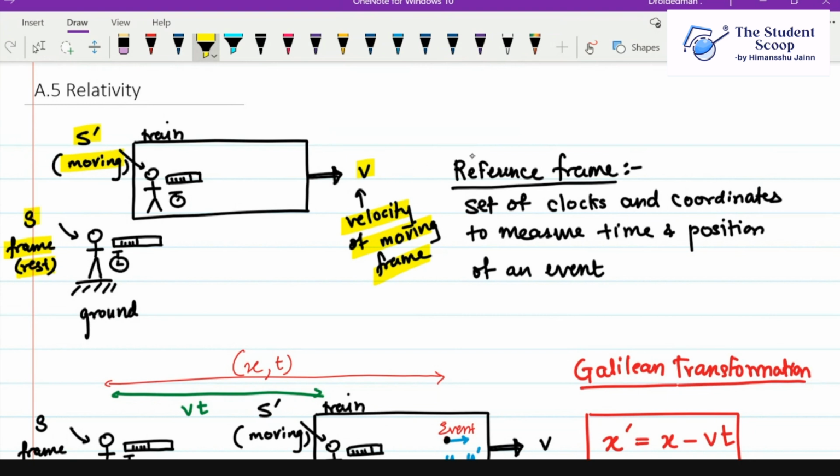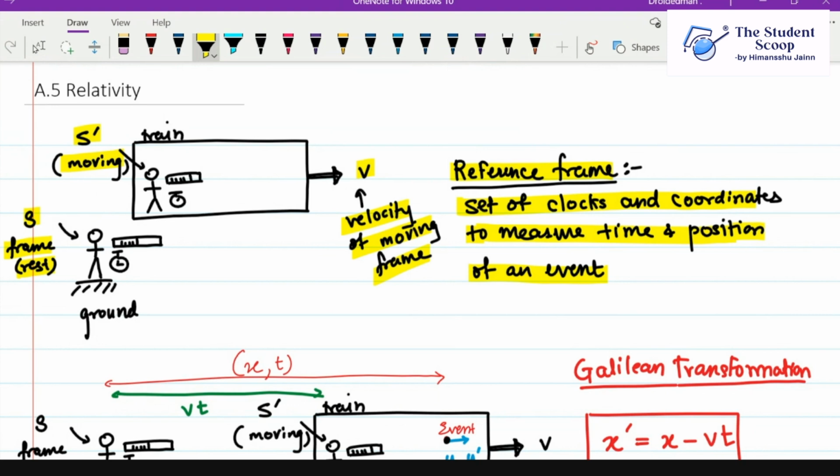Now we first want to define what a frame of reference, or reference frame, is. It is a set of clocks and coordinates to measure the time and position of an event. This is the exact definition you need to remember because they are going to ask this kind of definition for 1 mark. So it is a set of clocks and coordinates that you need to measure time and position of an event.